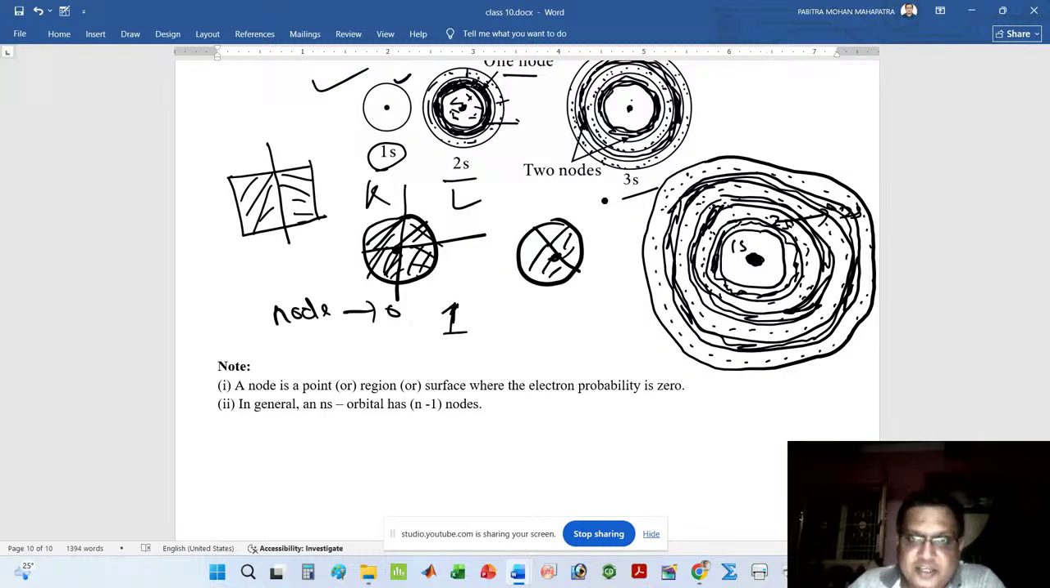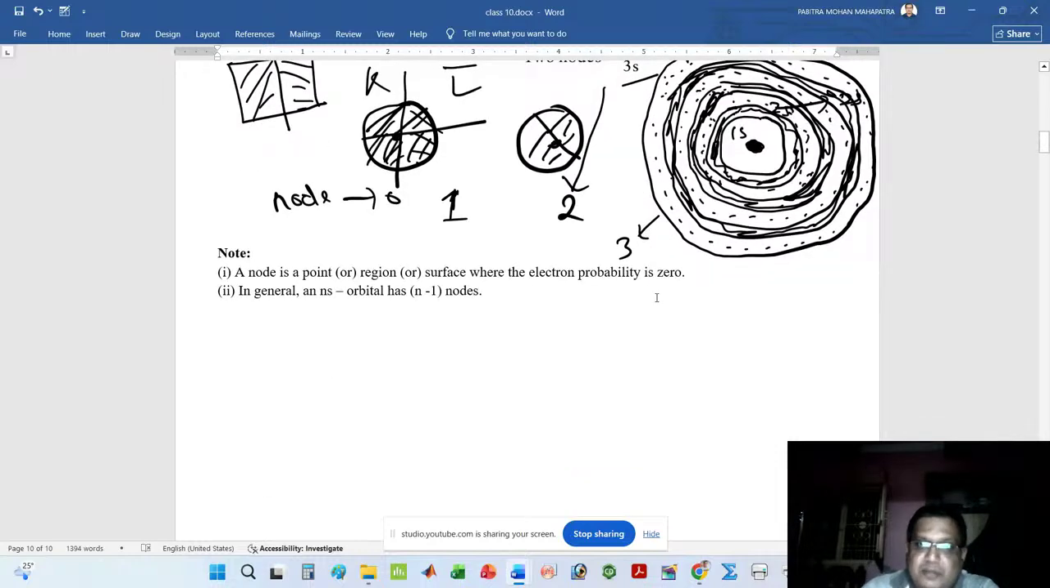Think about the 3s. 3s has two nodes. This is one node. This is another node. That is two nodes. Think about the 4s. 4s has three nodes. One, two, three. Three nodes. If you think about the 5s, then what will it have?